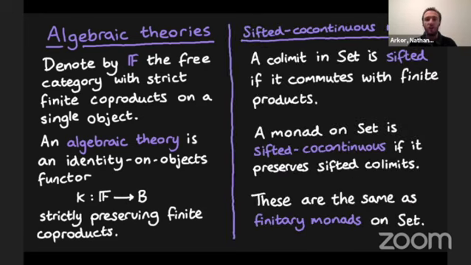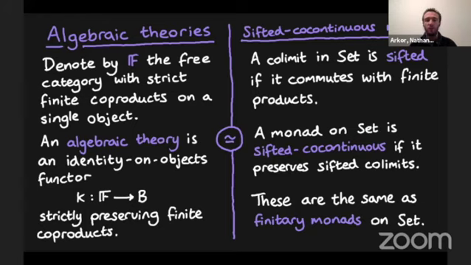Recall also that a colimit in Set is sifted if it commutes with finite products, and a monad on Set is sifted cocontinuous if it preserves sifted colimits, or if the underlying endofunctor preserves sifted colimits. And these are exactly the same as finitary monads on Set.